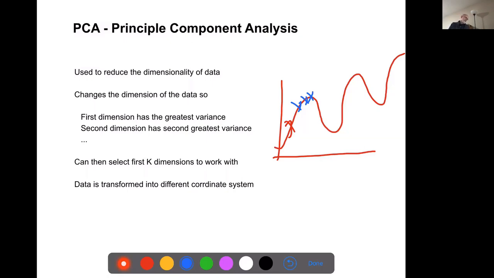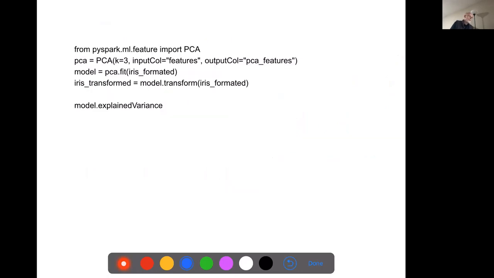And basically the idea is, if you have 100 dimensions, maybe 70 of them don't add too much to the data itself. And so principal component analysis will do that for us. And again, it's pretty straightforward.